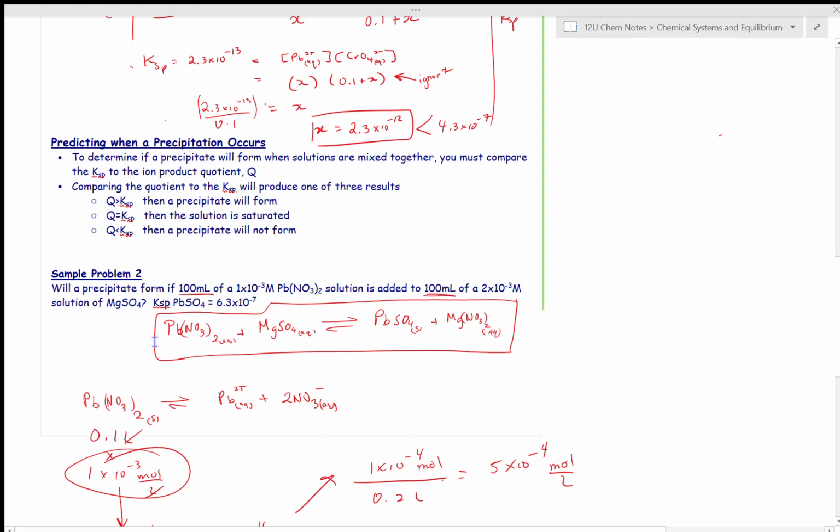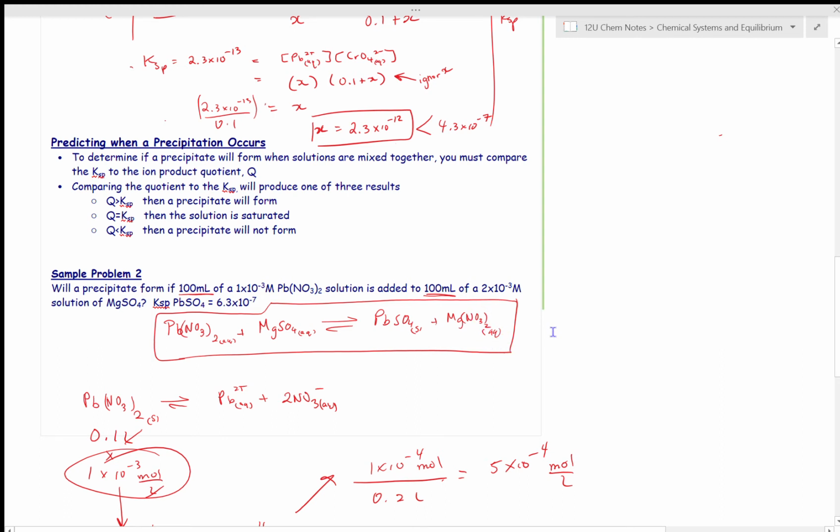When you look at the expression, we've got lead nitrate mixing with magnesium sulfate to produce lead sulfate and magnesium nitrate. You can use your solubility guidelines to determine which of these two products, the lead sulfate or the magnesium nitrate, is going to be the insoluble solid. In this case, the insoluble solid is the lead sulfate, and the soluble compound is the magnesium nitrate.